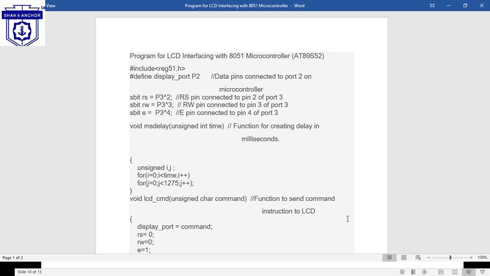Then sbit RW equal to P3^3, means the RW pin is connected to pin 3 of port 3. And the next, sbit E equal to P3^4. That means the enable pin, that is the E pin, is connected to pin 4 of port 3 of the 8051. Then void msdelay means a function for creating the delay in milliseconds.